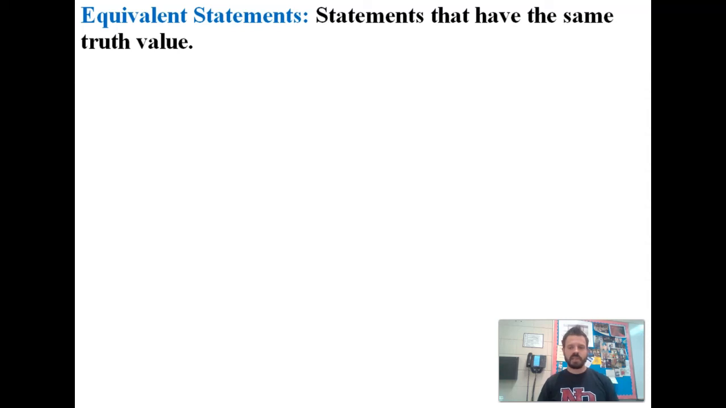All right, then this is going to lead to the idea of equivalent statements. I'm going to say that statements are equivalent if they have the same truth value. So if either they're both true or both false, we'll call them equivalent to each other.